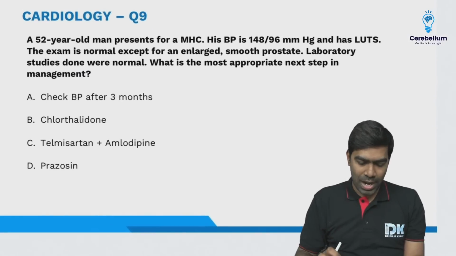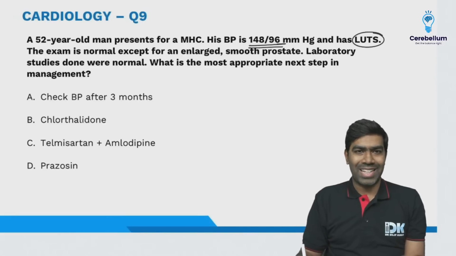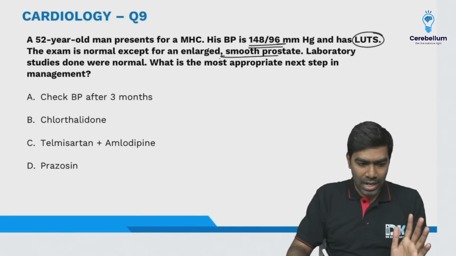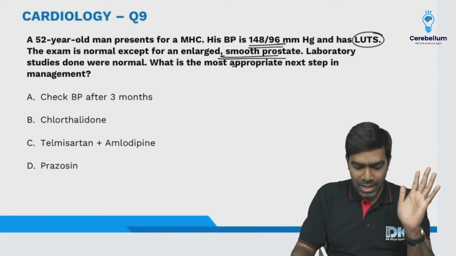A 52-year-old man presents for a routine checkup. His BP is 148/96 millimeters of mercury and he has lower urinary tract symptoms. The examination is normal except for an enlarged smooth prostate. Laboratory studies were done and are normal. What is the most appropriate next step in the management?